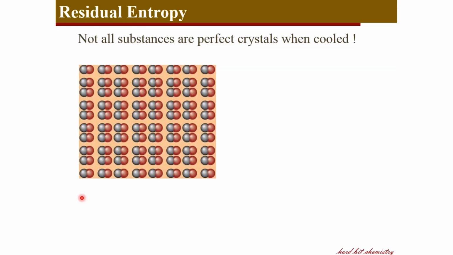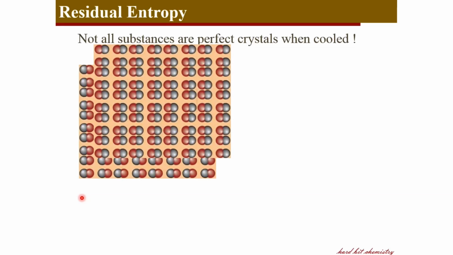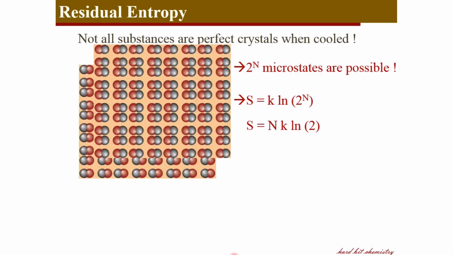But we can see that at least one more different orientation is possible for carbon monoxide. That is, at least the direction of alignment of the molecule can change. So at least 2 to the power n microstates are possible to describe the system, if n is the number of molecules. So you can see that in terms of the number of microstates, entropy is a positive number, but not zero as predicted by the third law of thermodynamics. So there is a discrepancy.